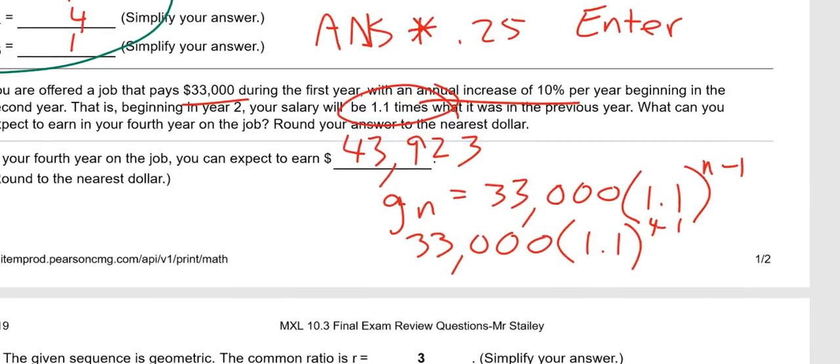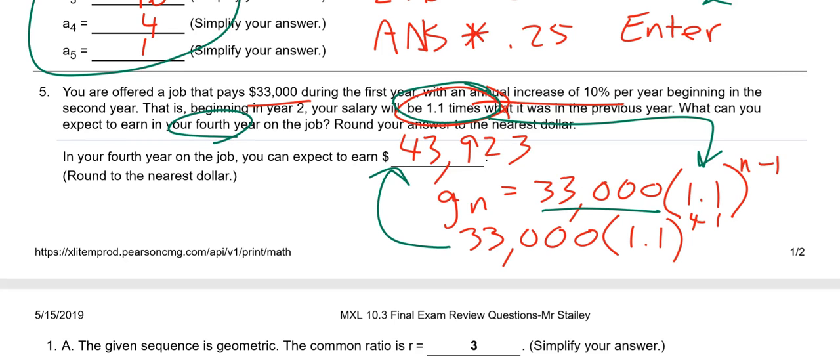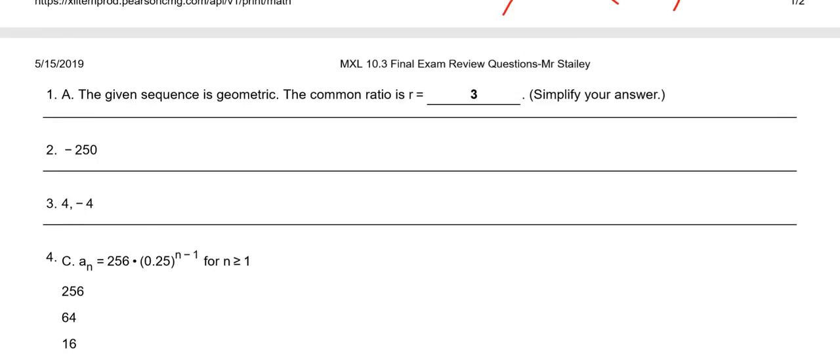So the job offer question, not too hard. We know the first term is 33,000. They give me the multiplier of 10%, which is 1.1. So they hand that to you. And we know that we're looking for the 4th year on the job, so I just plug in a 4 for n, and it spits out 43,923. That was a pretty nice geometric one.